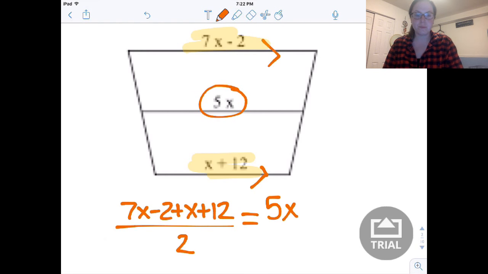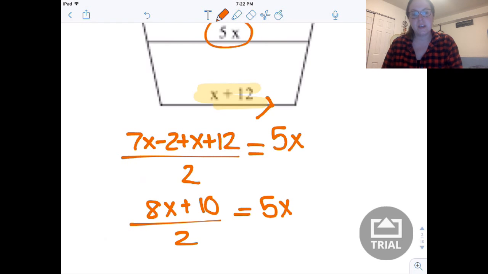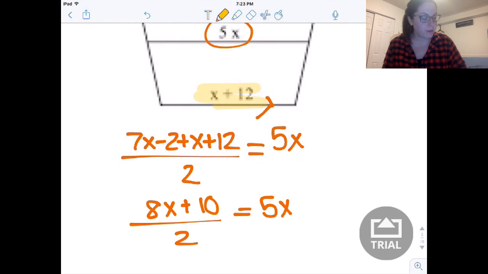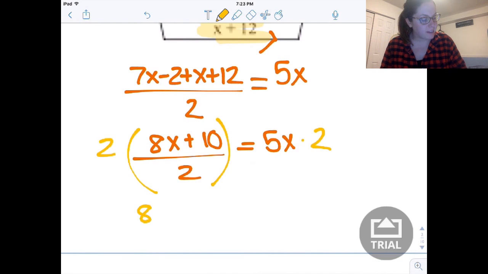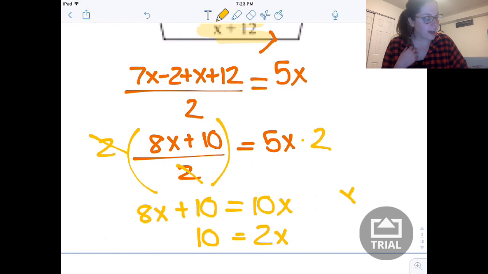So now, combine your like terms, 8x plus 10 divided by 2 equals 5x. And again, this would be a great candidate to divide both of these by 2 and use a Miss Blakely. But if you didn't want to do that, I'm going to multiply by the inverse, right, which is 2 over 1, multiply by 2. And that gives me 8x plus 10, because these both cancel out, equals 10x. So I subtract 8x from both sides. 10 equals 2x, so x would equal 2.